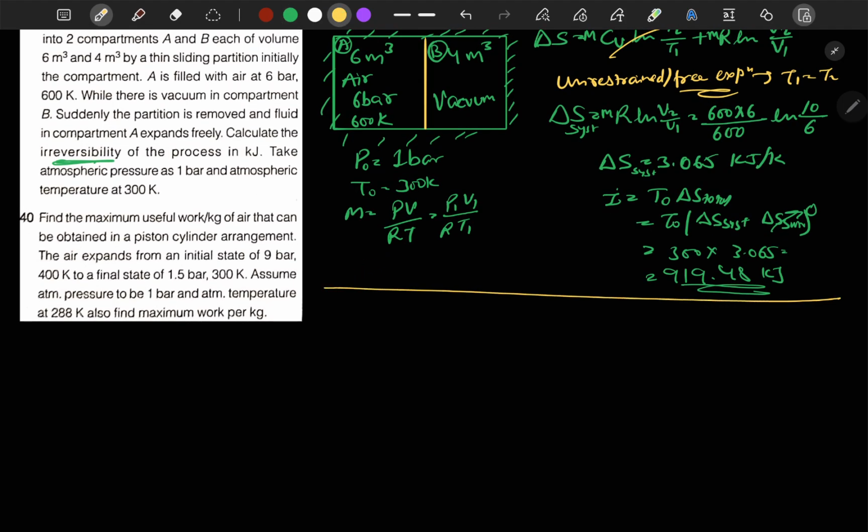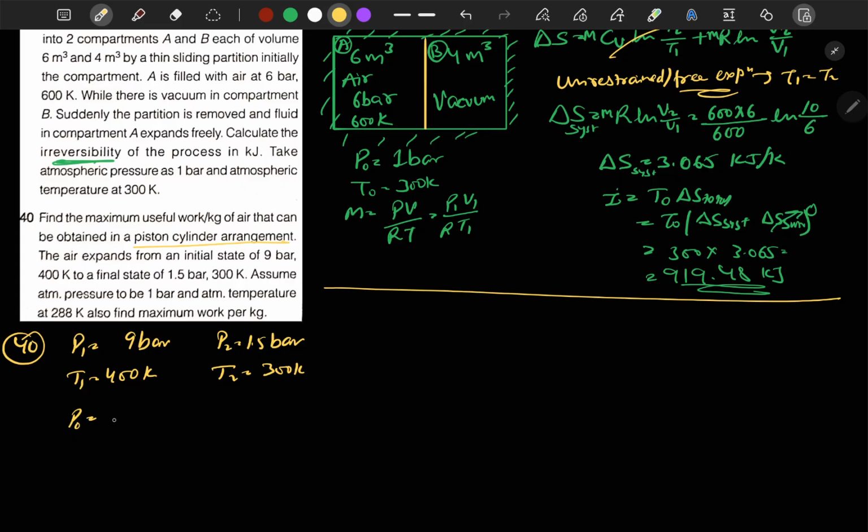Now in question number 40 it is mentioned that we need the maximum useful work per kg of air that can be obtained in a piston cylinder arrangement. The air expands from the initial state P1 equal to 9 bar, T1 equal to 400 Kelvin, to the final state P2 equal to 1.5 bar and T2 equal to 300 Kelvin.